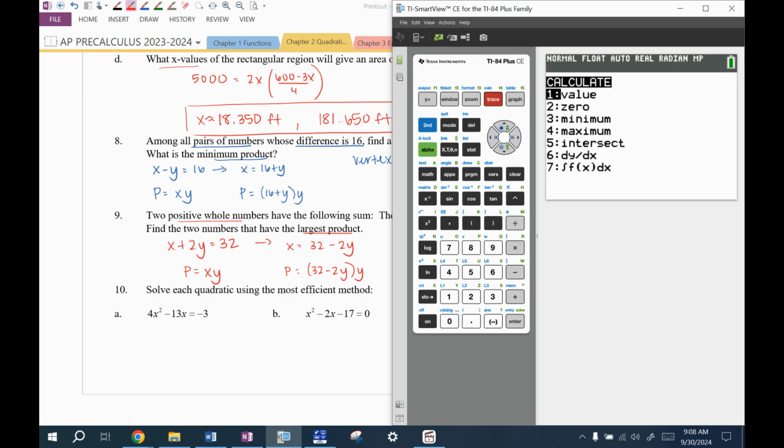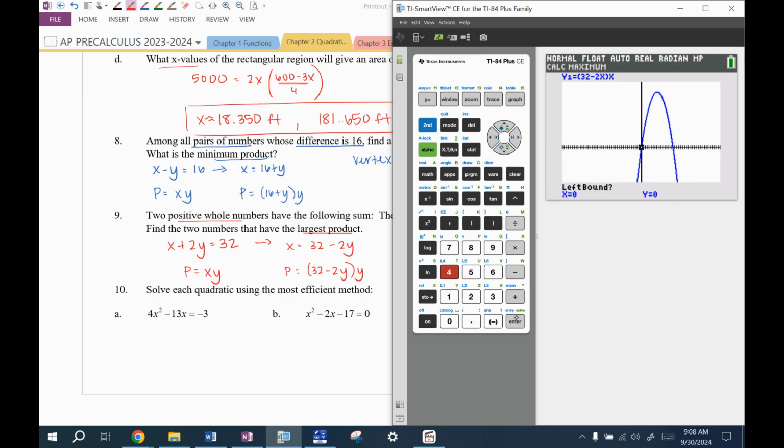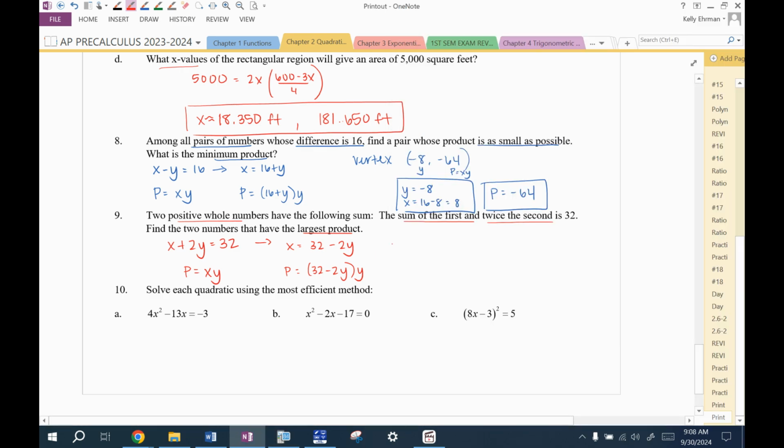All right, so find the vertex. It's a maximum. Enter. Get to the right. Enter. This rounds to 8, 128. So the vertex is 8, 128.